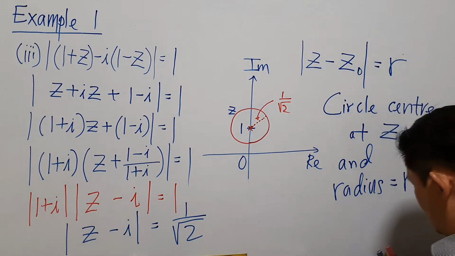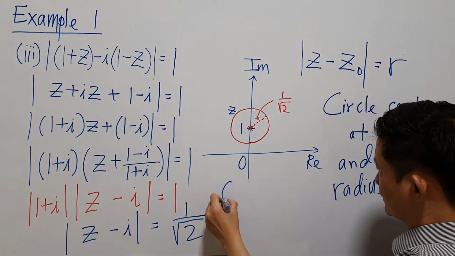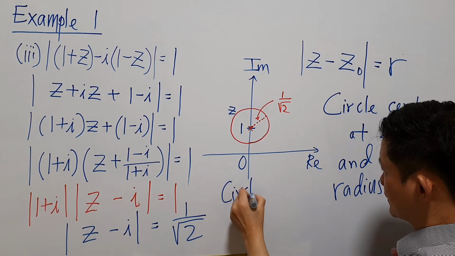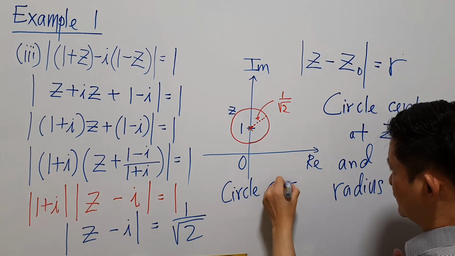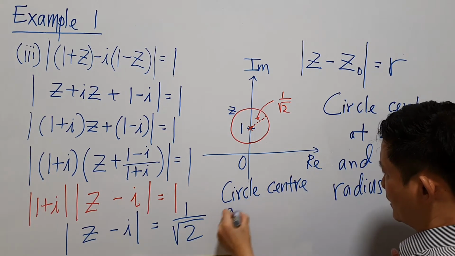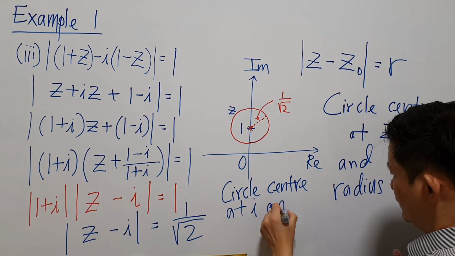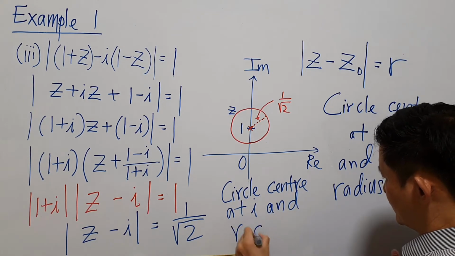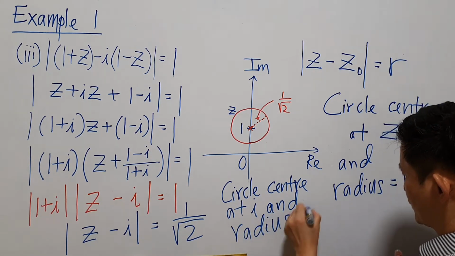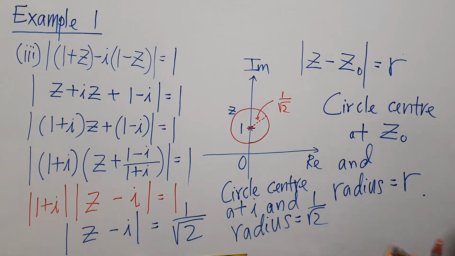And then in words, you will say that it is a circle, center at i, and the radius is equal to 1 over square root 2. Right? The diagram, and if you have to describe the locus of points, is a circle, center at i, and the radius is 1 over square root 2. And that is actually example 1, part 3.